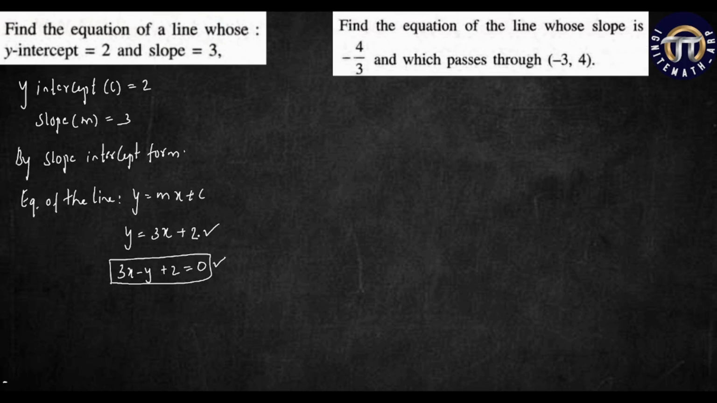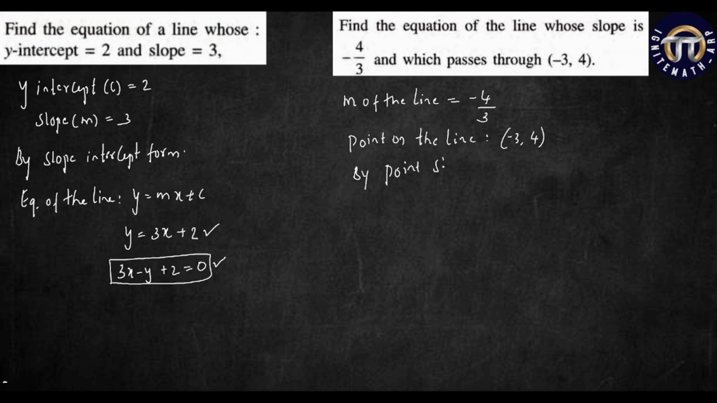Find the equation of the line whose slope, that is the slope of the line, is given to you as minus 4 by 3, and the line is passing through a point. A point on the line is given to you. The point on the line is minus 3 comma 4. So by point slope form, the equation of the line is y minus y1 is equal to m of x minus x1.